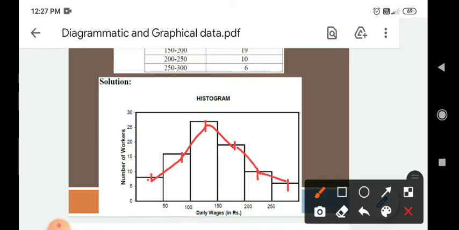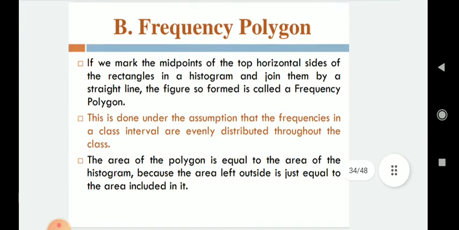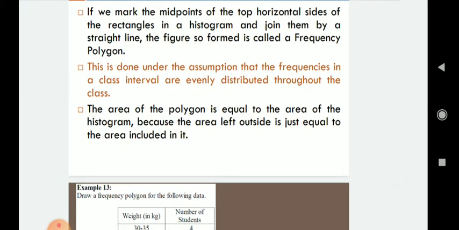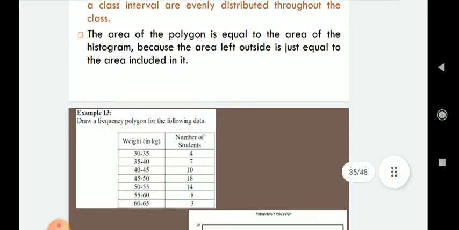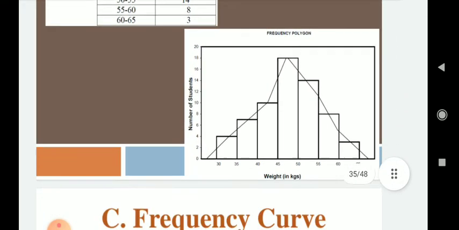So this is your frequency polygon. You have to see where the midpoint of the top part of those rectangles is, and you have to join them using a scale and pencil. So that becomes your frequency polygon. This is done under the assumption that the frequencies in a class interval are evenly distributed throughout the class. So this is what has been shown here.